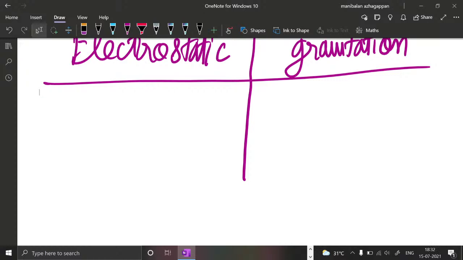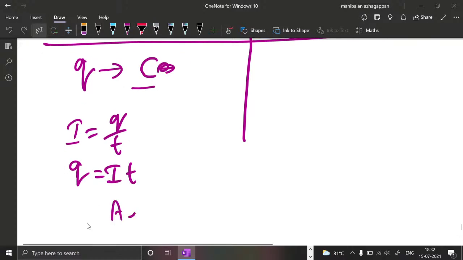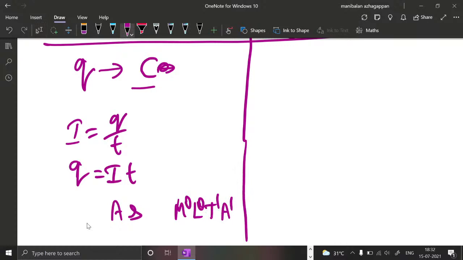Now electrostatic. Q is the charge, and the charge unit is the coulomb. If you want the dimensional formula, charge we don't have a dimensional formula. It's current: charge is equal to current into time. So the dimensional formula is ampere into second: M power 0, L power 0, T power 1, A power 1. So no need to write charge in the dimensional formula, you have to write it as current and time.